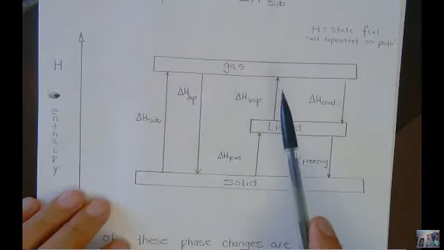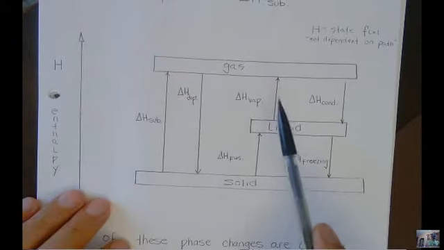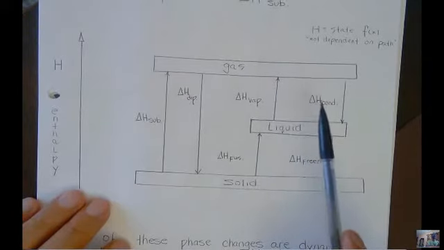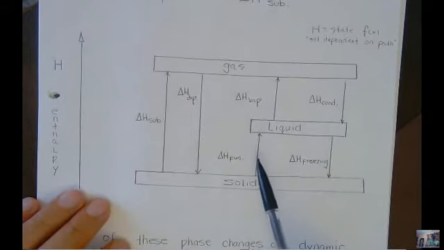So the length of this arrow is the amount. The direction is the sign. So up is positive, down is negative. This one is going to be a positive value. This one will be a negative value. This one's going to be positive, and this one's going to be negative.